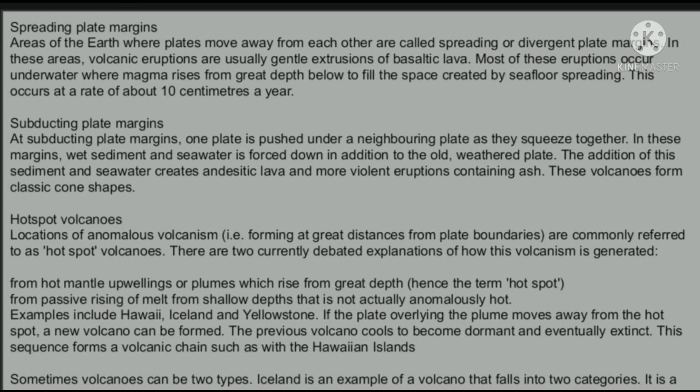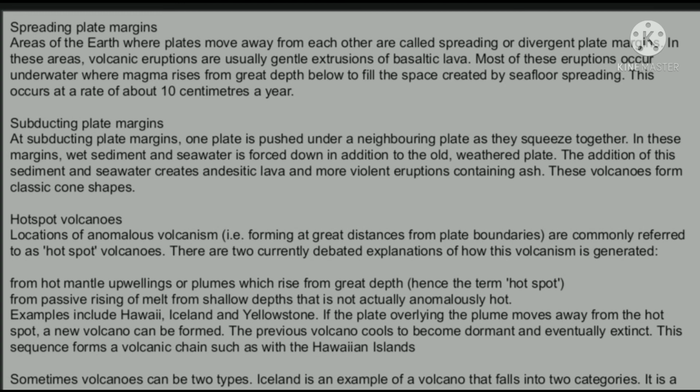Volcanic activity frequently occurs at the boundaries of the Earth's plates. The movement of these plates plays a significant role in the type of volcanoes formed, which influences their shape. Spreading plate margins are areas of the Earth where plates move away from each other, also called divergent plate margins. In this area, volcanoes erupt usually with gentle explosions of basaltic lava. Most of these eruptions occur underwater, where magma rises from great depths below to fill the space created by the seafloor spreading. This occurs at a rate of 10 centimeters a year.